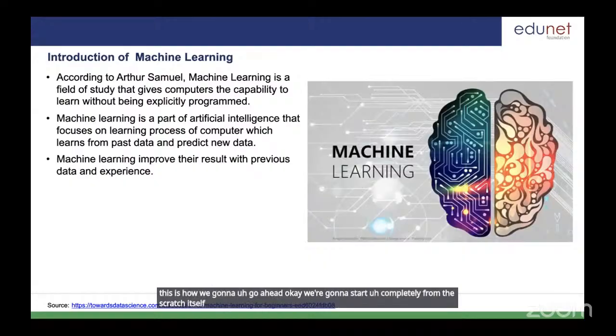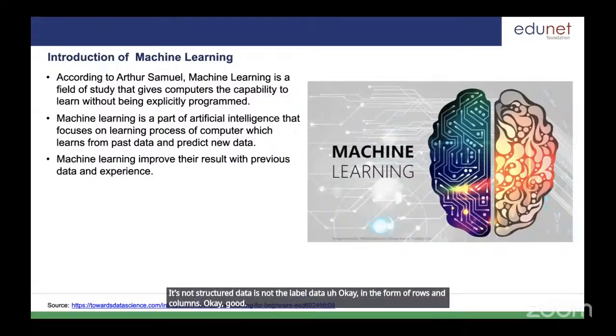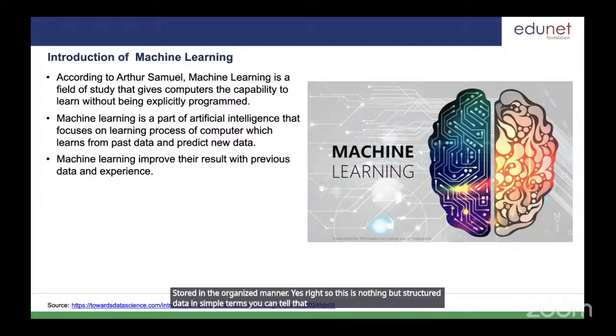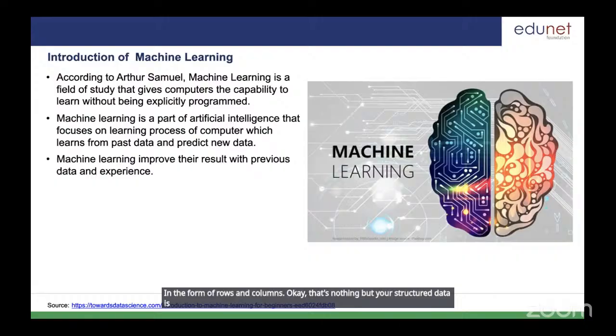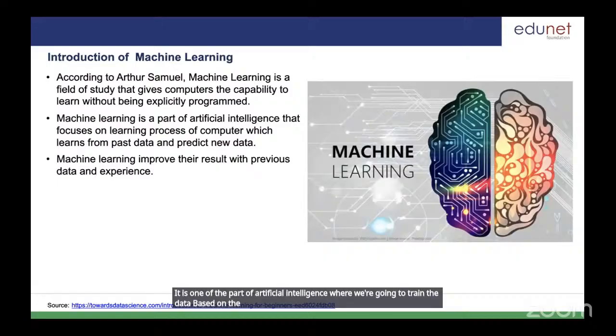Structured data is not the label data. In the form of rows and columns. Okay, good. Stored in an organized manner. Yes, right. So this is nothing but structured data. In simple terms, structured data is nothing but your data stored in an organized manner in the form of rows and columns. Again, if we talk about the definition of machine learning, it is one part of artificial intelligence where we train on the data. Based on the data it got trained on, your model will give the predictions for you.